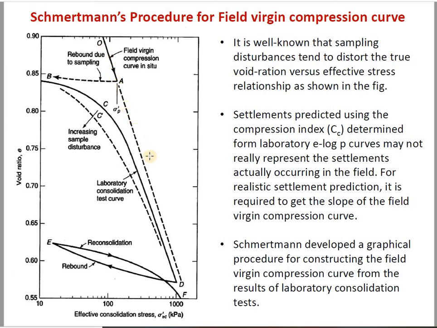Now in the lab, when you take the sample for testing, this is what we get from the odometer test. Due to sample disturbances, you get a laboratory consolidation curve like this. So you can't locate a proper pre-consolidation pressure. That is why you adopt the Casagrande method. This is a major issue, that the Cc value obtained from the field compression curve and the Cc value obtained from the lab curve are different. That is why Schmertmann suggested a technique to get the field virgin compression curve from the consolidation test.